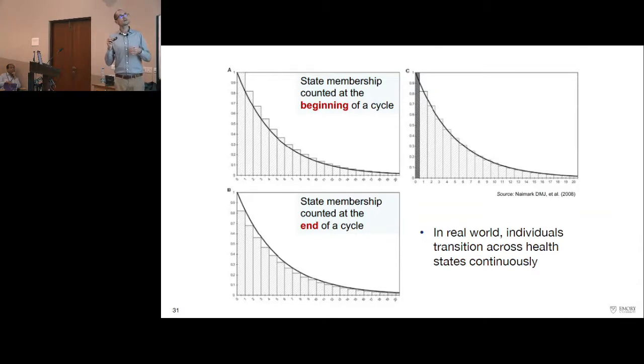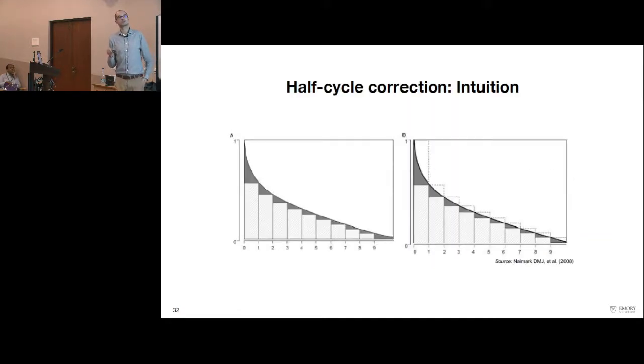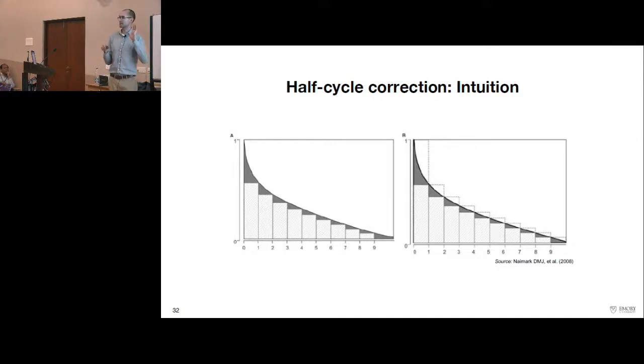So if we count the number of people in each health state at the beginning of the cycle, we tend to overestimate how many were actually there. If we do it at the end, we underestimate it. So this example shows the light gray bars, which show the number of people when we count them at the end. And this additional dashed rectangle shows if we counted them at the beginning. What we would like to have is actually half of this rectangle added to it. Because the dark gray people were alive during the cycle, but some of them started to perish.